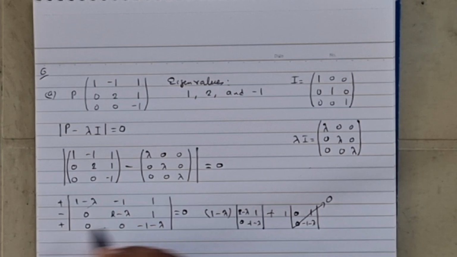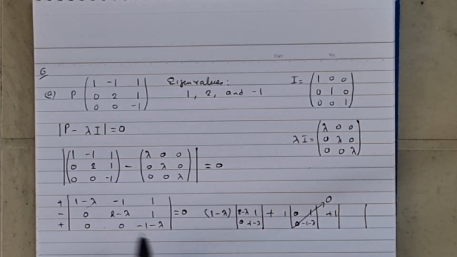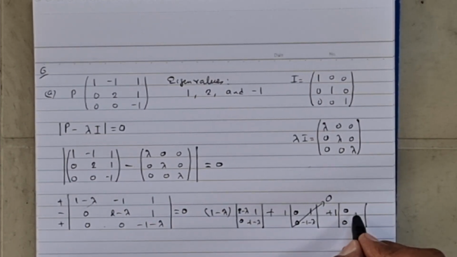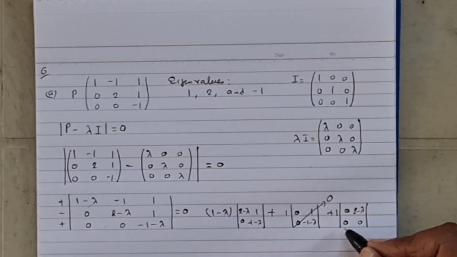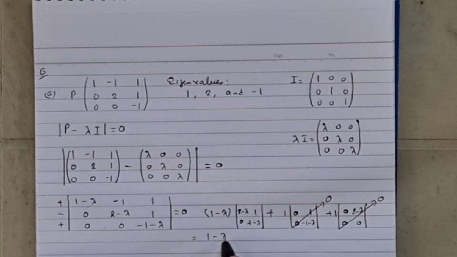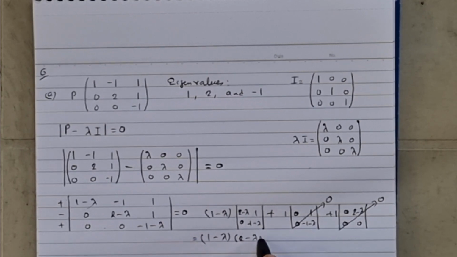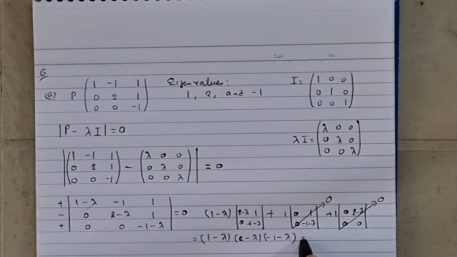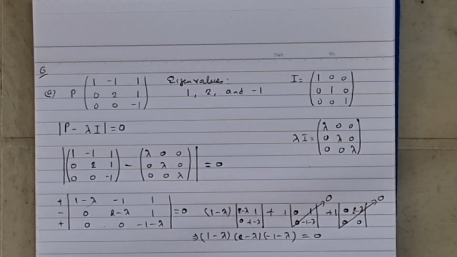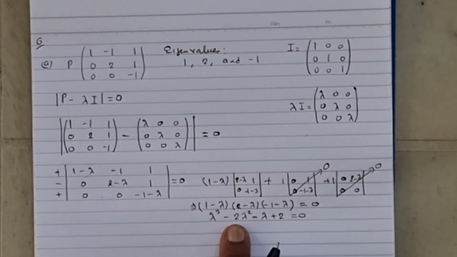Then I've got plus 1 into the determinant of this matrix here, 0, 0, and 2 minus lambda, 0, and of course this turns to 0. So what I'm left with is 1 minus lambda times 2 minus lambda times minus 1 minus lambda, and all of that is equal to 0. If I multiply this out, I end up with lambda cubed minus 2 lambda squared minus lambda plus 2.